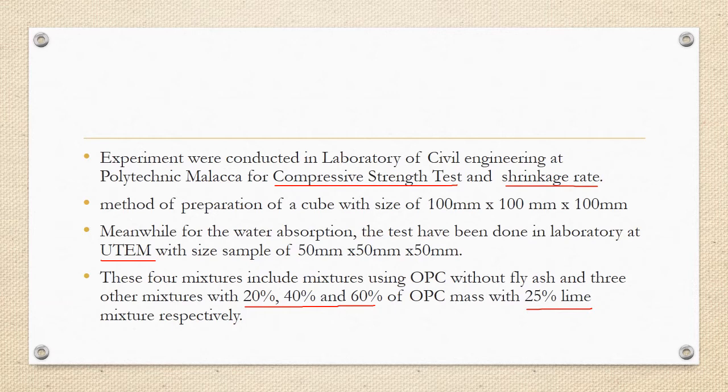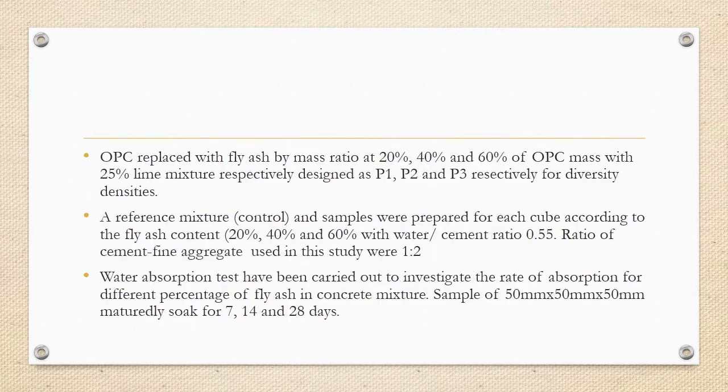These four mixtures include a mixture using OPC without fly ash and 3 other mixtures with 20%, 40% and 60% of OPC mass replaced with fly ash by mass ratio, with 25% lime mixture respectively, designated as P1, P2 and P3 for diverse densities.